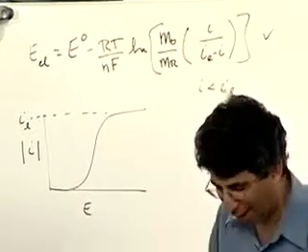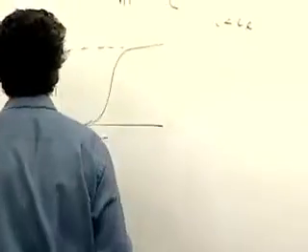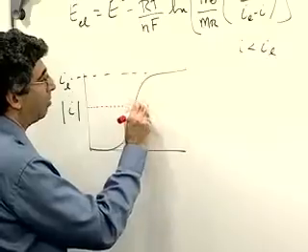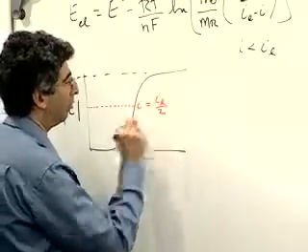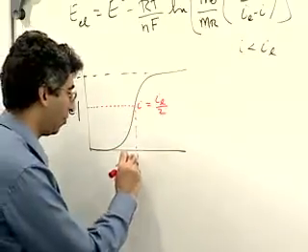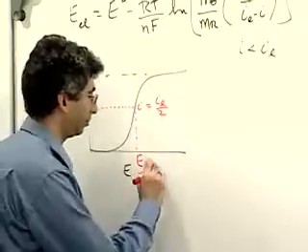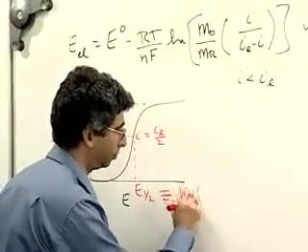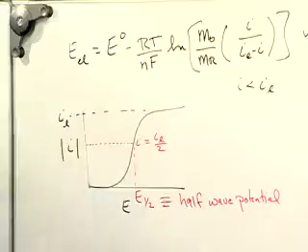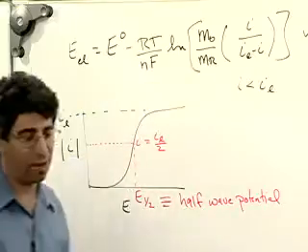Now let me define a point on this curve where I hit half of the current level of the limit. So this is I equal to I sub L over 2. And then there's some potential that's associated with that, and I will define that potential as E1/2, or the half-wave potential. Well, let's look at what that corresponds to. So I can plug in for my current up here half the limiting current.